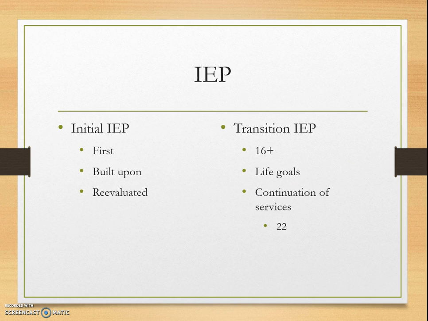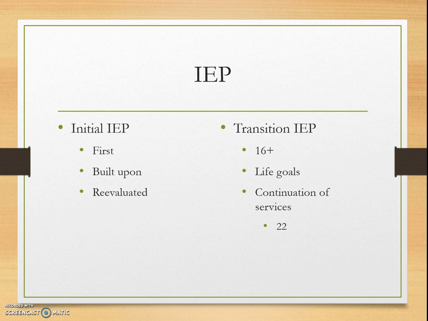The IEP. The 2 most common types of IEP are the initial IEP and the transition IEP. The initial IEP is the first IEP that is drawn up and is built upon throughout a child's years in special education. The initial IEP is what is reevaluated. The transition IEP comes into play when a student turns 16 years old, or this can happen sooner if it is deemed necessary. The transition IEP includes life goals for after post-secondary education and a continuation of services federally until a student is 22.